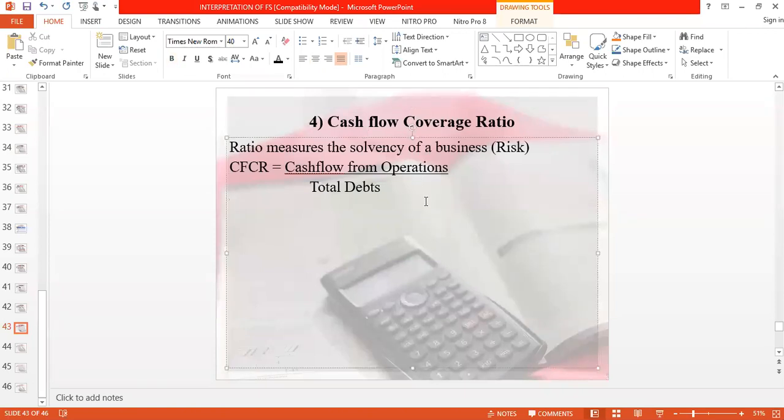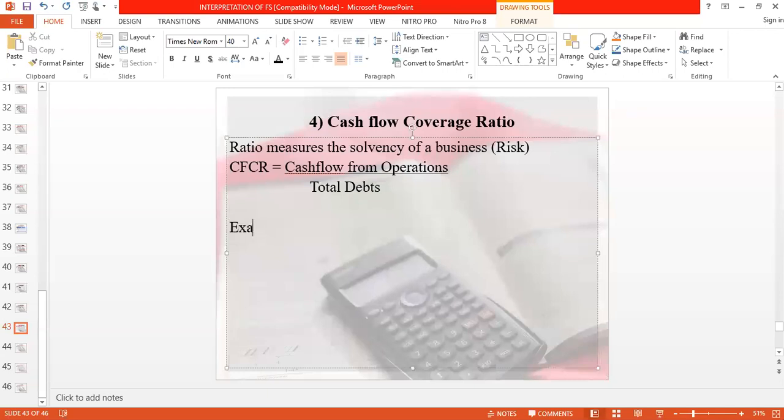So we have talked of 4 ratios. What are the 4 ratios? Number 1, current liability coverage ratio, which is net cash from operating activities divided by average current liabilities. We have talked of price to cash flow ratio: share price over operating cash flow per share. We have talked of cash flow margin ratio: cash flow from operating activities divided by net sales. And finally, we have talked of cash flow coverage ratio.